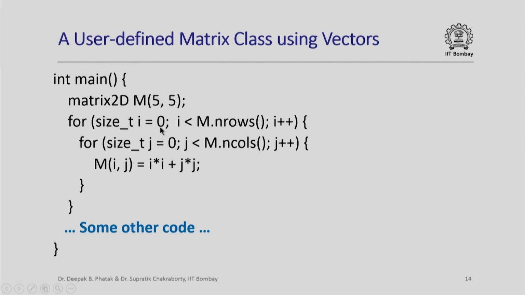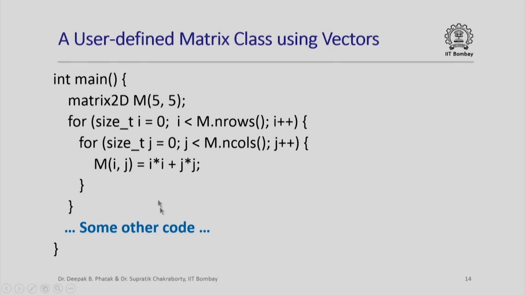So I am iterating from i = 0 till i less than m.nrows. This was a public member function that we just saw, and similarly I am iterating from j = 0 to j less than m.ncolumns, and m(i,j) here is the overloaded function call operator that we saw in the previous slide. I am passing it two parameters i and j, and it is going to return me the jth element in the ith element of the vector m. So basically that is the element in the ith row and the jth column of the two-dimensional matrix m that I am representing, and it is initializing that to some value, in this particular case i squared plus j squared.